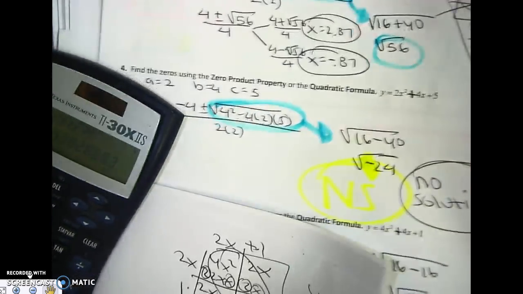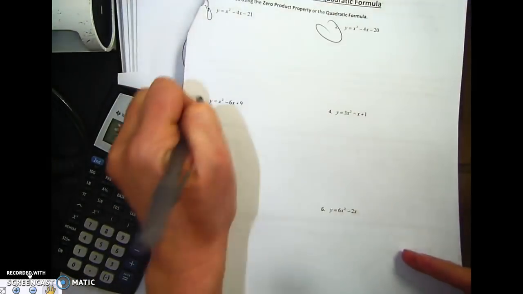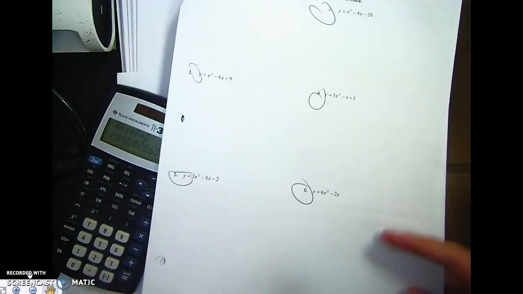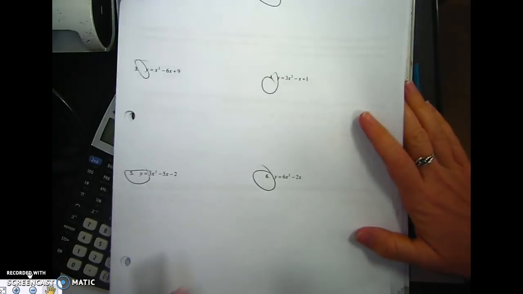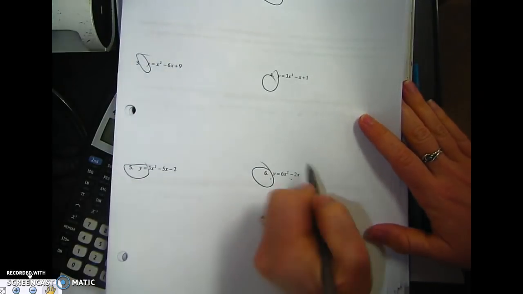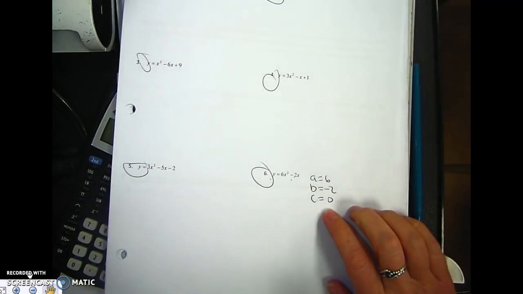Now, your homework, which is going to be due on Monday, is this right now. You have time in class to get that done. So just do these 6 problems. You can do the quadratic formula. You don't have to do the quadratic formula. I will say this, though. When you look at number 6, know that your A is 6, your B is negative 2, and your C is 0, if you decide to do the quadratic formula.